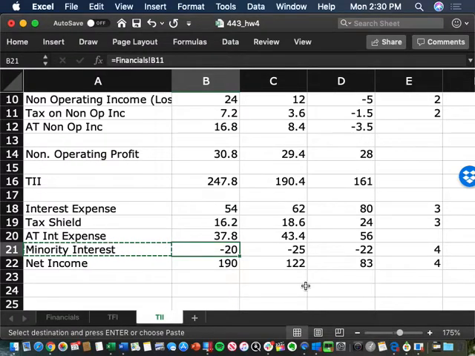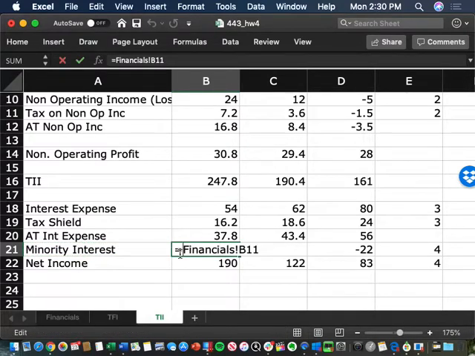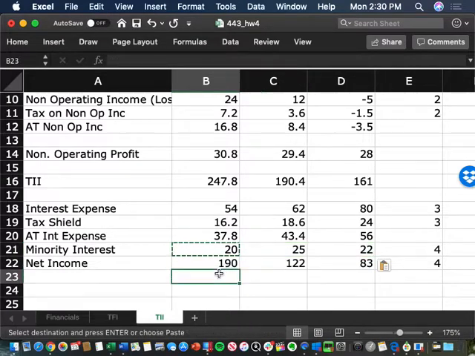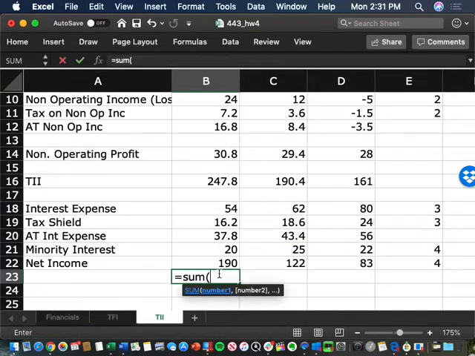If this is a dividend distribution to the minority shareholder, positive 20 or negative 20? Positive 20. If I have 190 available to my shareholders, that's a positive number. Don't have to flip the sign. So if I add up these three items, I should get a balancing TII.